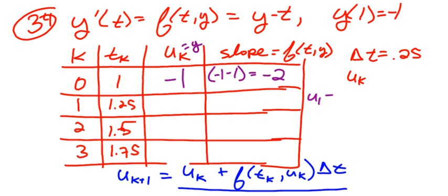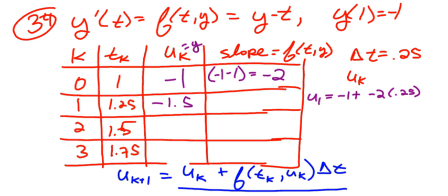To find U sub 1, I'm going to plug in U sub naught plus what I found, which was my slope, -2, times the delta t, which we said was 0.25. We plug that in, and we should get that my next U sub 1 value is -1.5.